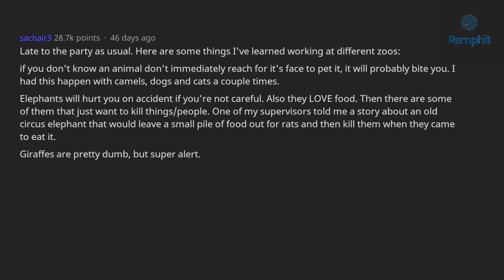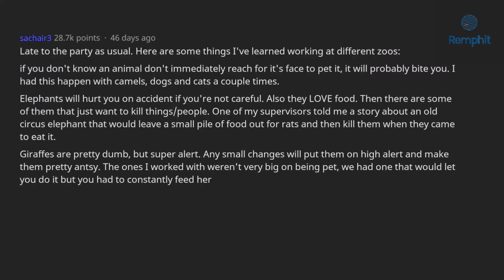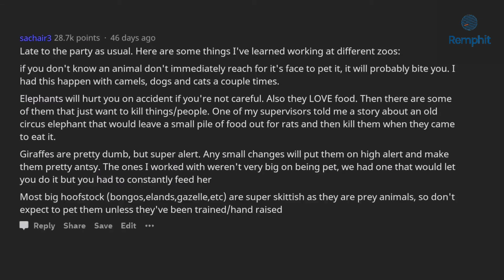Giraffes are pretty dumb, but super alert. Any small changes will put them on high alert and make them pretty antsy. The ones I worked with weren't very big on being pet. We had one that would let you do it, but you had to constantly feed her. Most big hoof stock, bongos, elands, gazelle, etc. are super skittish as they are prey animals, so don't expect to pet them unless they've been trained/hand raised.